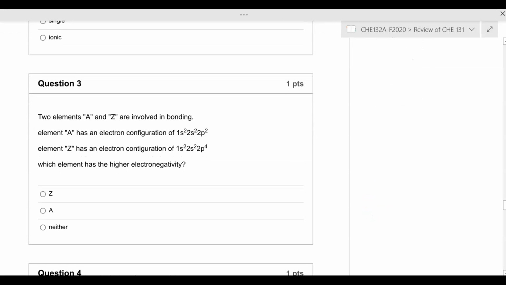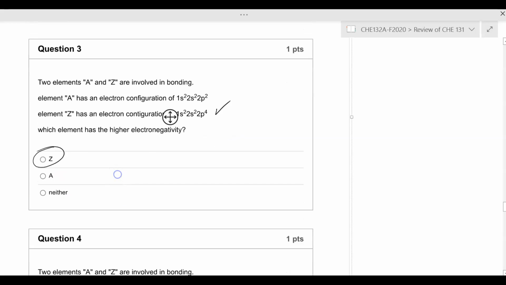Then we're asked about electronegativity. That's going to be Z, obviously, for the same reasons as before.